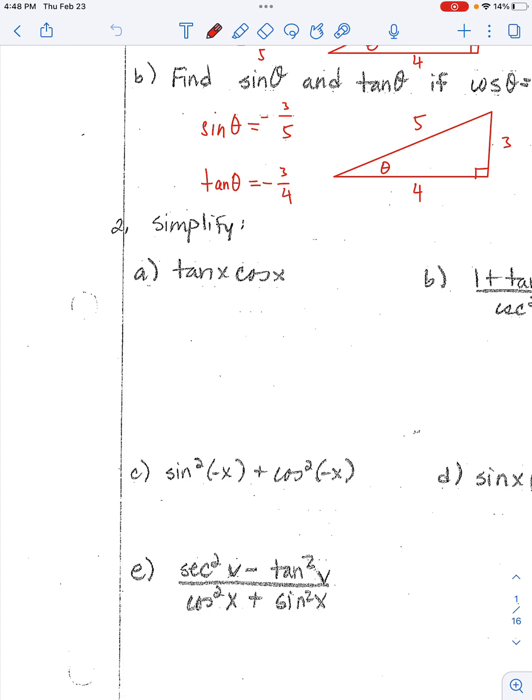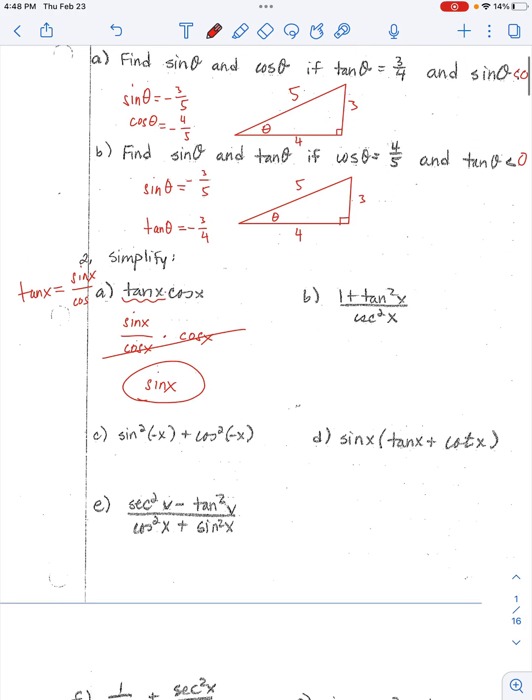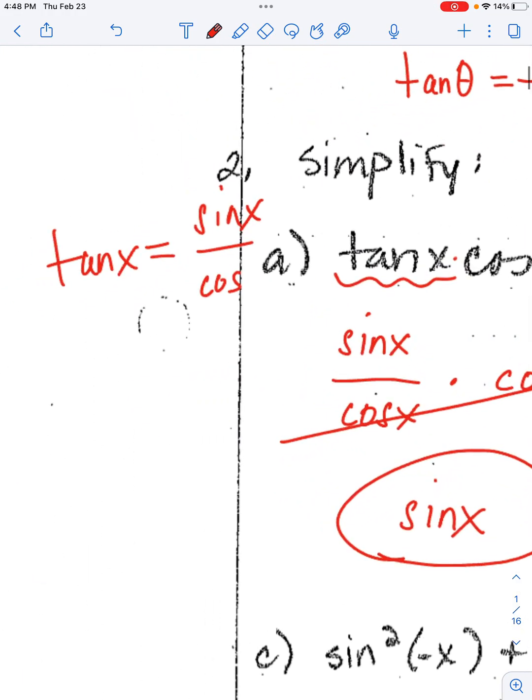It says that tangent of x, or tangent of theta, the variables are kind of arbitrary. So I'm going to say tangent of x equals sine x over cosine x. So what I'm going to do, I'm going to rewrite this tan x here. This is tangent x times cosine of x. I'm going to rewrite that tangent as sine x over cosine x, okay? And then I still have the times cosine x there. These two cancel, and my answer is sine x when I'm all simplified, okay? So I just subbed in that equation.